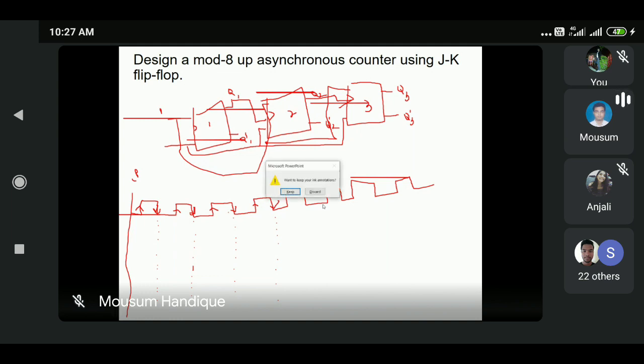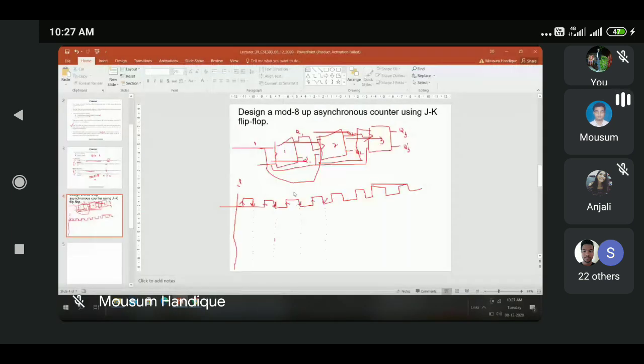So today it is okay. Tomorrow we can go for the synchronous counter. Now we are discussing the asynchronous counter. Tomorrow we will see how we are going to design the synchronous counter, and what the difference is between the design process of the asynchronous and synchronous counter.